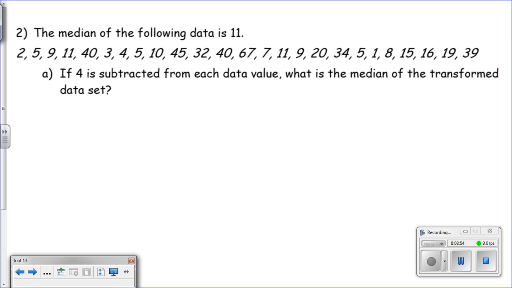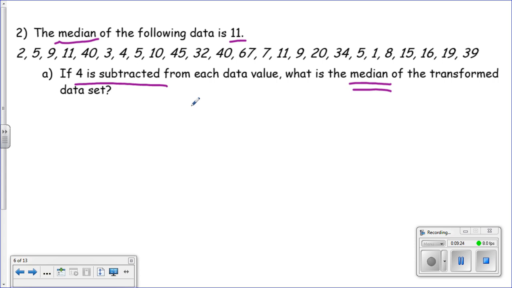So let's do another practice question. Here we have the median of this data set is 11, and I'm glad I gave you the median value because in order to get the median here, we would have had to put all of these in numerical order. And boy, that would have taken a long time. Okay, so if I subtract 4 from each data value, what will be the new median of the transformed data? I want to know what happens to the median if I subtract 4 from every value.